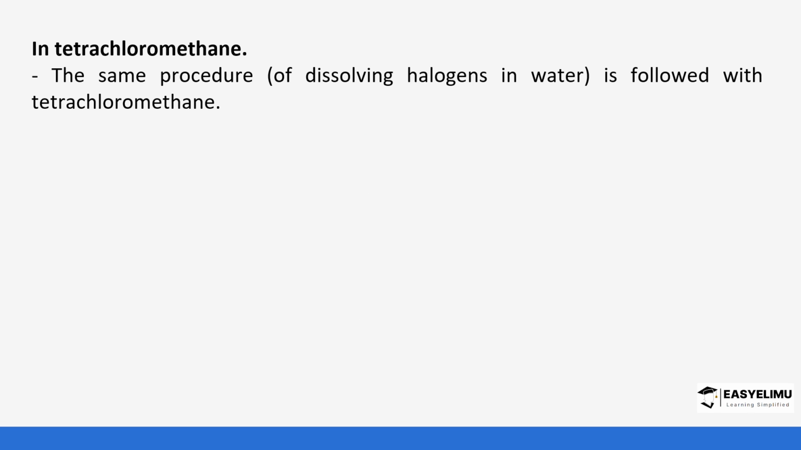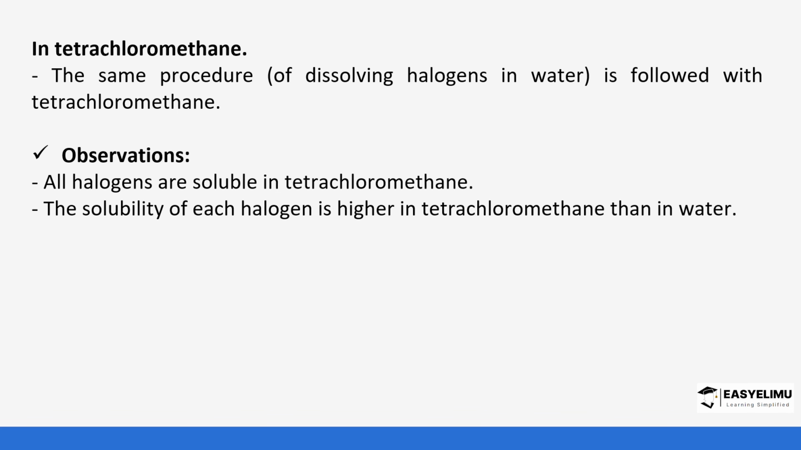So another solvent is tetrachloromethane. Initially we talked about dissolving in water. In tetrachloromethane, the same reaction was carried out. A beaker containing tetrachloromethane was placed on top of a water trough, and then the boiling tube contains the gases, that is fluorine, chlorine, bromine, and iodine. And then the observation that was noted is that all of them dissolved in the tetrachloromethane.